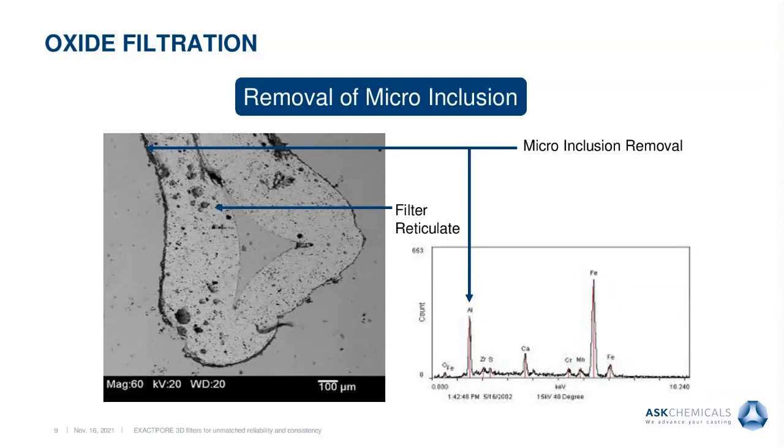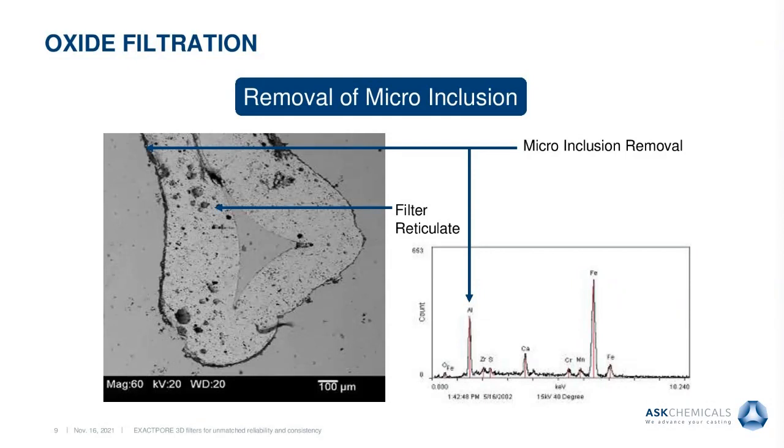Additionally, aluminum is used to deoxidize steel. The aluminum reacts with the oxygen in the steel metal, creating residual alumina oxide. These aluminum materials need to be filtered with the reticulate foam.